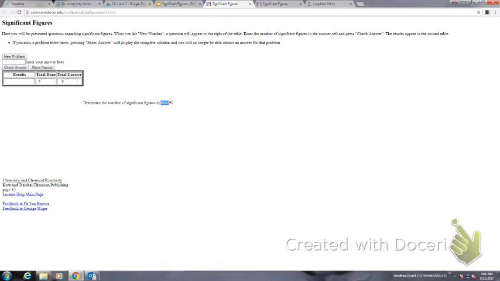But let's just do this one together. This number has no decimal, so I'm going to start counting from the Atlantic side. That 0 doesn't count, right? So I'm going to count from the right side. I'm going to ignore that 0. And then these are significant. 1, 2, 3, 4, 5. I'll put my answer here. 5. Check my answer. We got it correct.